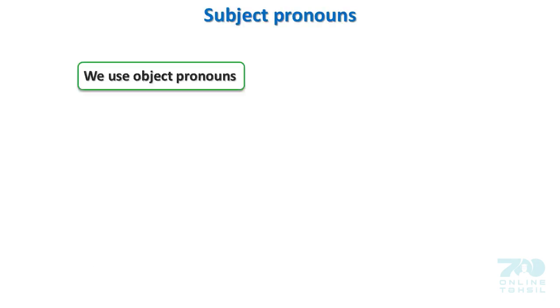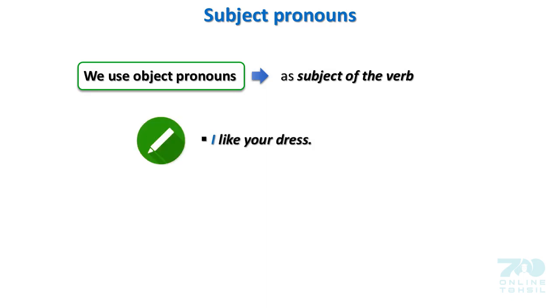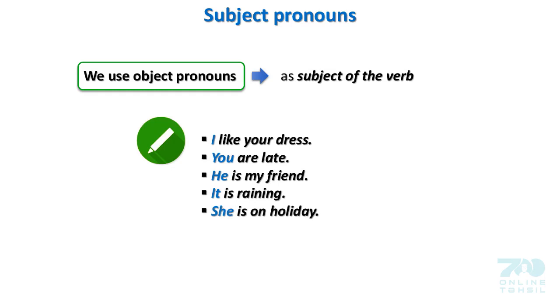Subject pronouns. We use subject pronouns as the subject of the verb. I like your dress. You are late. He is my friend. It is raining. She is on holiday. We live in England. They come from London.